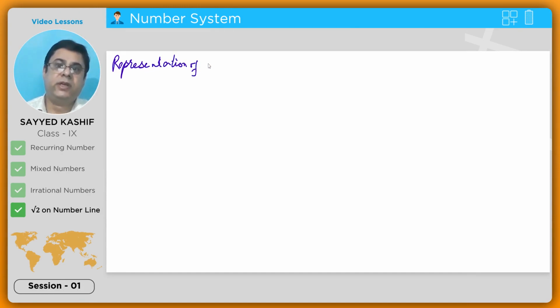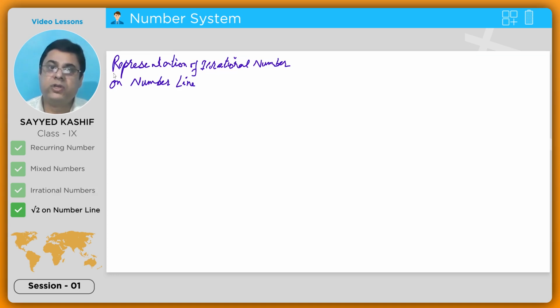Now we will represent a rational number on the number line. As we know, on the number line there may be an infinite number of rational numbers between 2 points. But it does not mean that there are only rational numbers on the number line. In fact, there are irrational numbers as well. So there are points that are irrational numbers which can be represented on the number line.